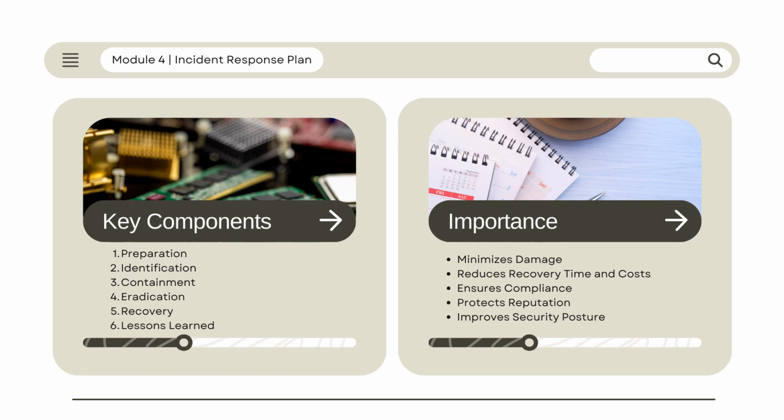First, preparation. Establish and train an incident response team. Second, identification. Detect and identify potential security incidents. Third, containment. Isolate affected systems. Fourth, eradication. Remove the cause of the incident. Fifth, recovery. Restore the system. And finally, lessons learned. That is, update the incident response plan.